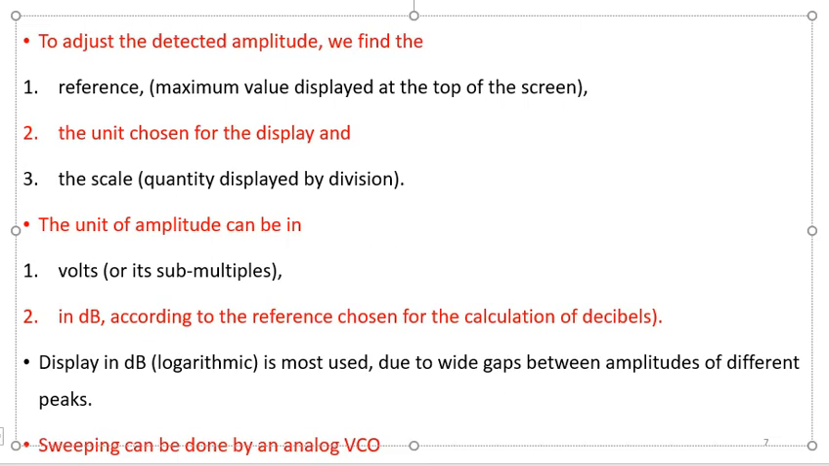For instance, if you take the logarithm of 10 to base 10, it will give you only 1. The logarithm of 100 base 10 will change to 2. The logarithm of 1000 base 10 will be 3. Meaning, whenever you express something in decibel, you are maximizing your space by compressing your amplitude to be displayed. And this spectrum analyzer, which we call the sweeping type, the sweeping can be done in different ways, but the most commonly used method is using analog voltage control oscillators.